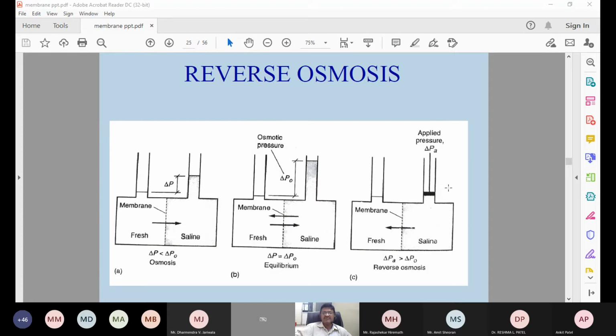So this we are doing in our treatment. Okay. So what are we doing? We are giving the pressure to this high TDS water, and then it is passing through it. Okay.